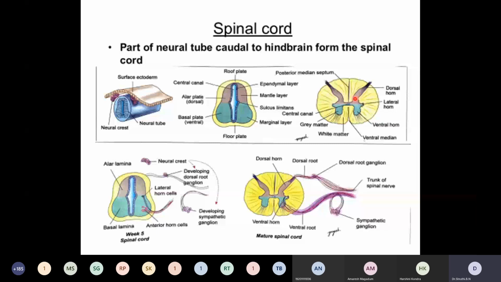Remember now, if you can recollect the typical spinal nerve which we have studied in the thorax, we say the ventral nerve rootlets arise from the ventral horn, right? And the dorsal nerve rootlets arise from the dorsal horn. One of you unmute and answer.